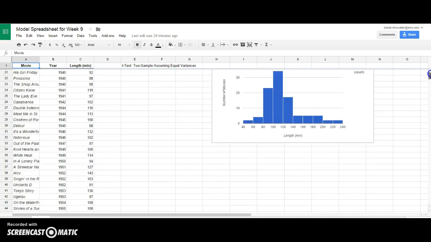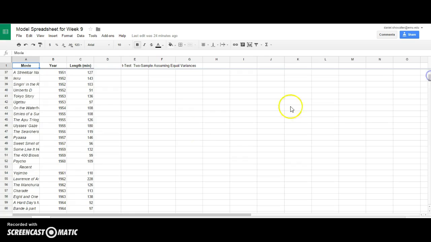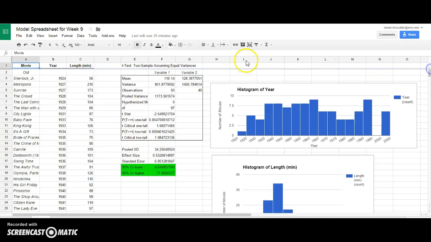The point I made about Psycho, making sure you classify that correctly, was that it was the 50th movie, but because you had your headers in row 1, it would actually come in on row 51 or 52 in the case of this student, because she had put another row up here for old. So Psycho should be in there with the old movies.